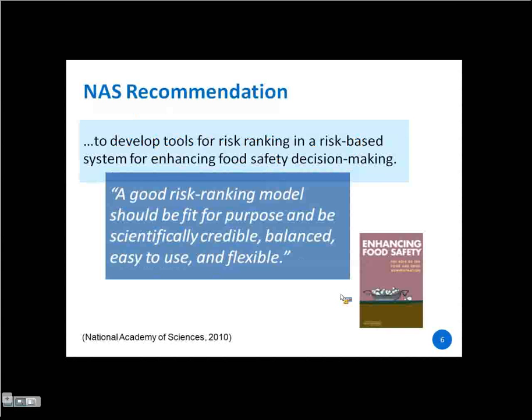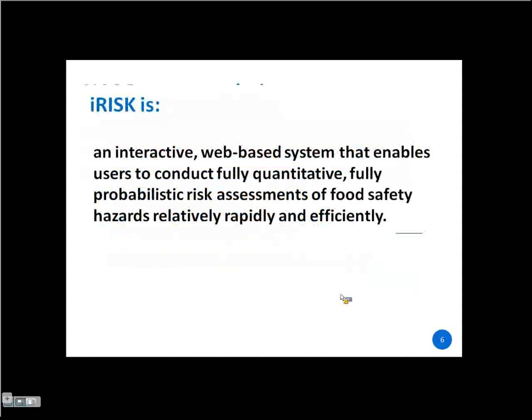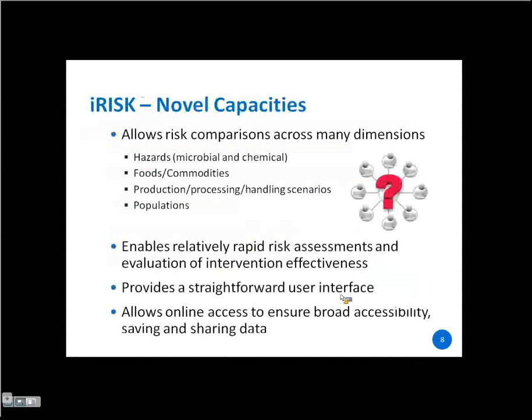iRISK is an interactive, web-based system that enables users to conduct fully quantitative, fully probabilistic risk assessments of food safety hazards. So why iRISK? It provides several novel capacities. It enables the user to predict and compare risks and understand the effectiveness of different interventions relatively rapidly and efficiently.